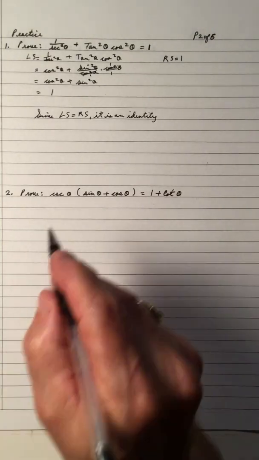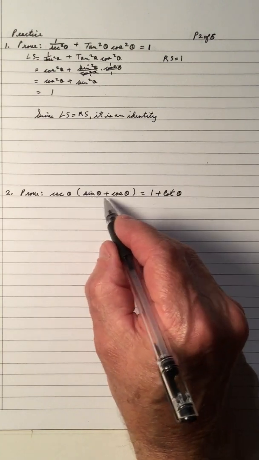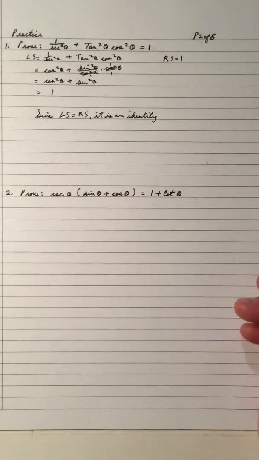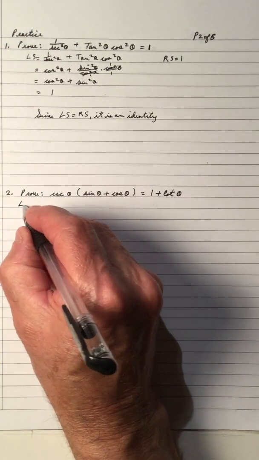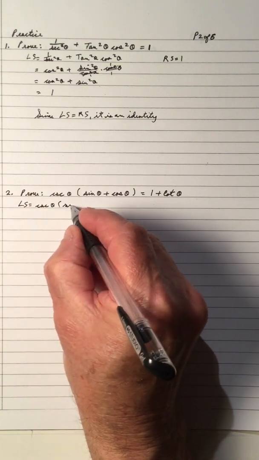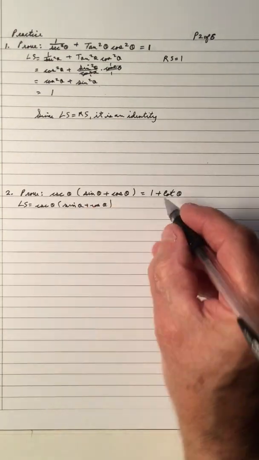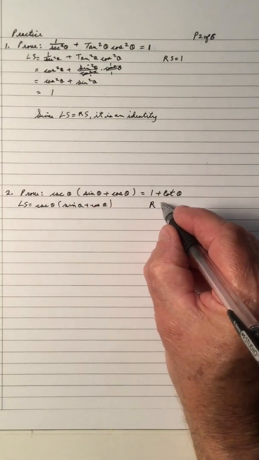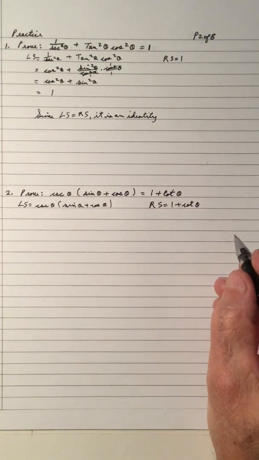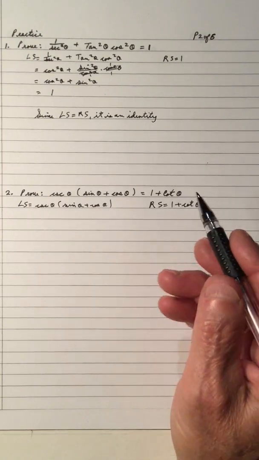Number 2, prove that cosecant theta times sine theta plus cos theta equals 1 plus cot theta. So we have a choice to make. But before we make that choice, let's write down the left-hand side. There's the left-hand side, and this is the right-hand side. So which one should we change?